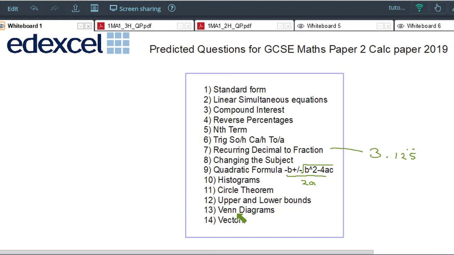Venn diagrams, a very trendy, popular question at the moment. It's come back onto the syllabus after being off for many years. As far as we know, it didn't come up on paper 1, so look out for that on paper 2, or maybe paper 3.